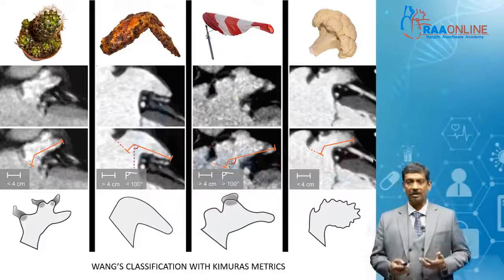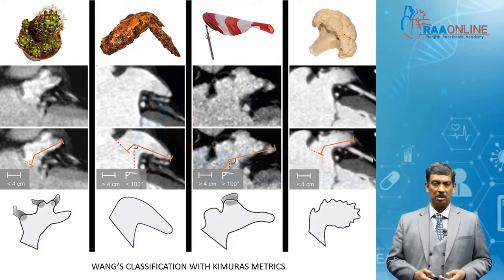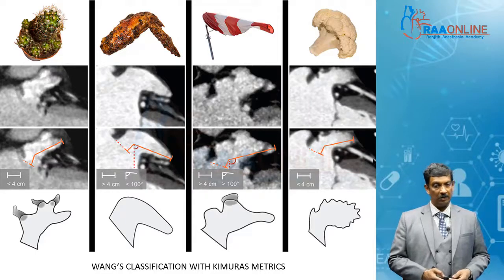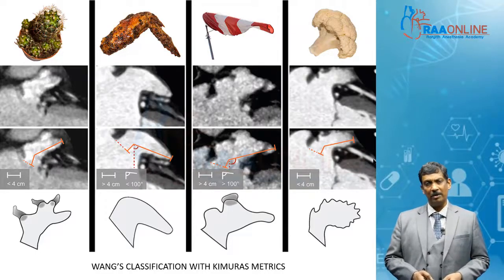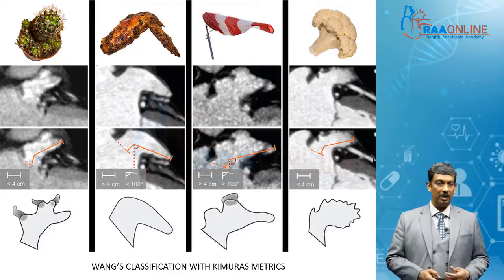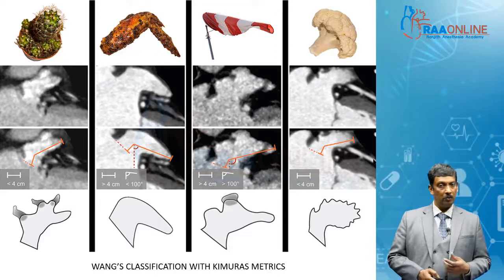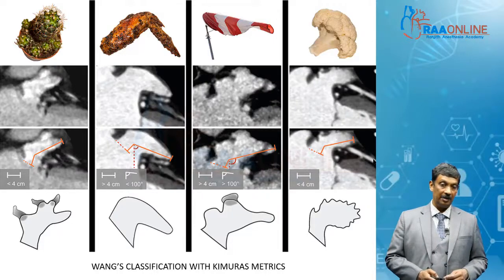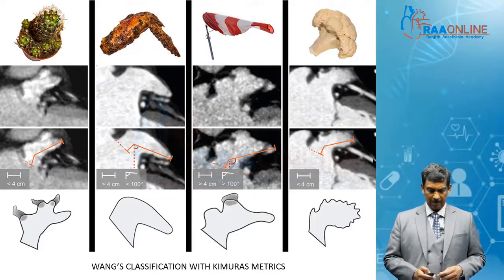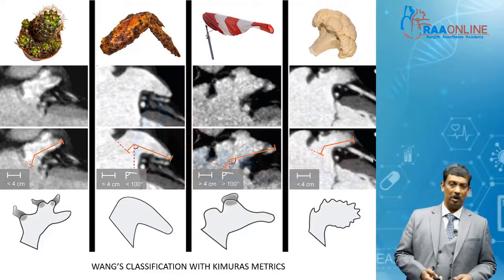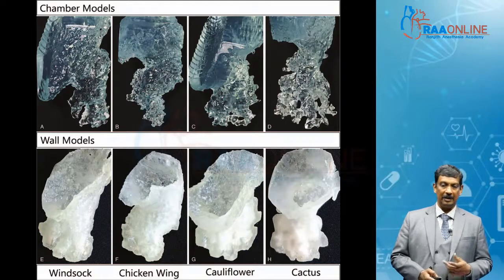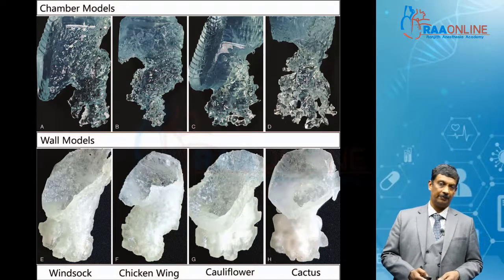The appendage is categorized into many types by many authors. In the slide which is being seen now, one finds the Wang's classification. In the Wang's classification, you have the cactus variety, the chicken wing variety, the windsock variety, and a cauliflower type. So these four are the different types as classified by Wang, and this is probably a simple one to follow. These are the chamber models and the wall models to tell us the characteristic of these four types.